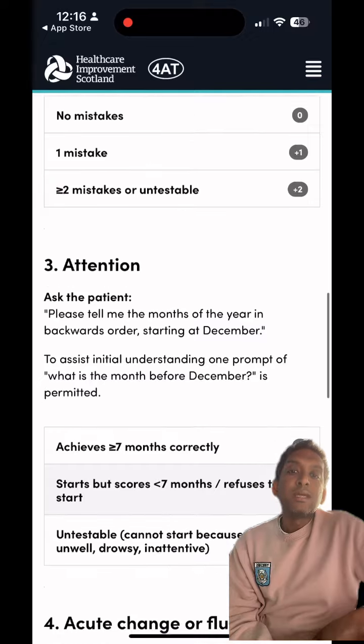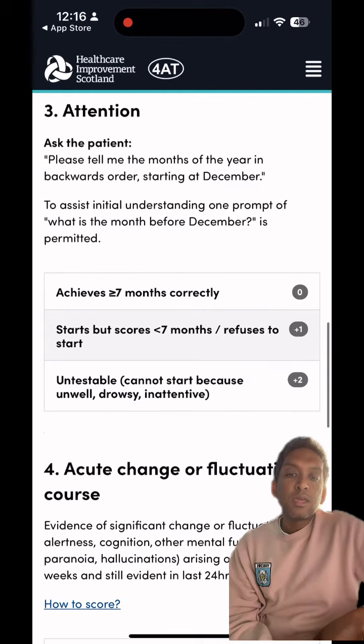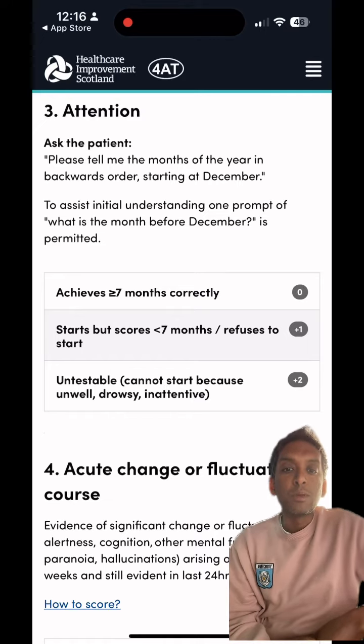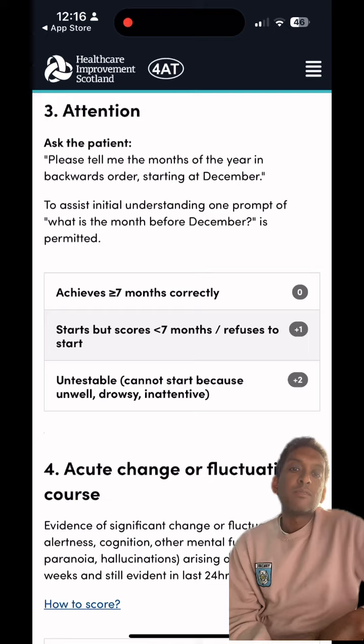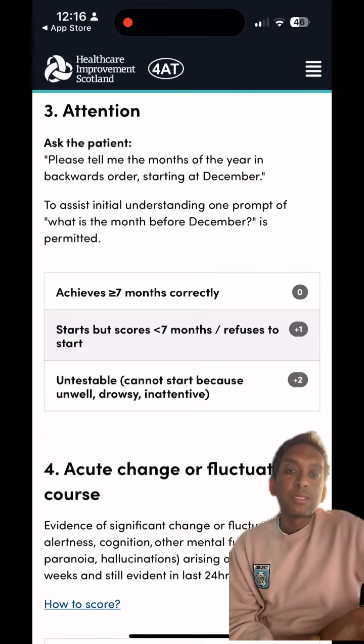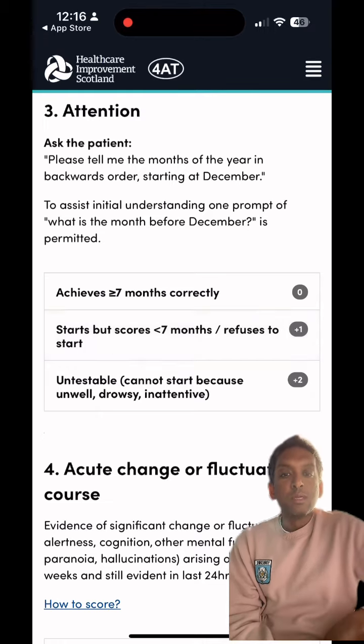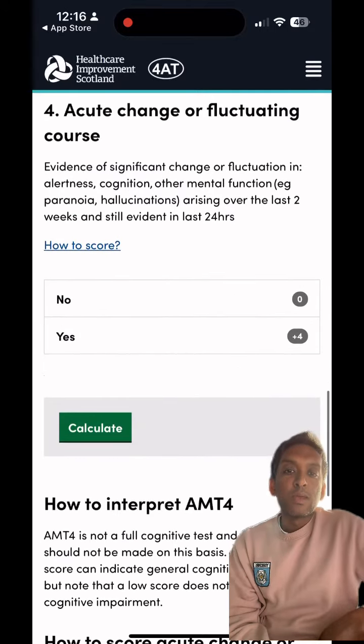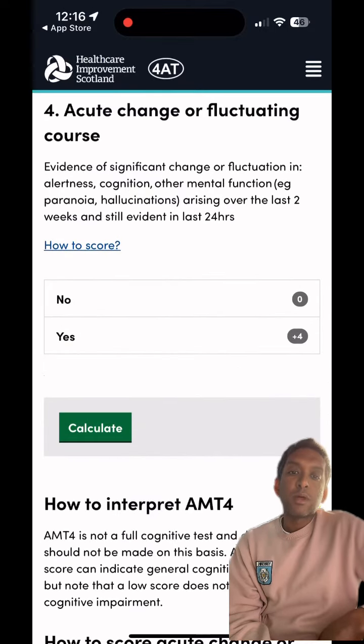The third A is a test of attention. Here you ask the person to say what are the months of the year backwards, starting from December. You're allowed to give them one prompt. What is the month before December? If they get to June, they pass and they score 0. If they make one mistake or more mistakes, or they refuse to start, they'd score 1. Again, if they can't follow what you're saying, then they'd score 2. And they might not follow you because they're drowsy or they just can't understand what you're saying.